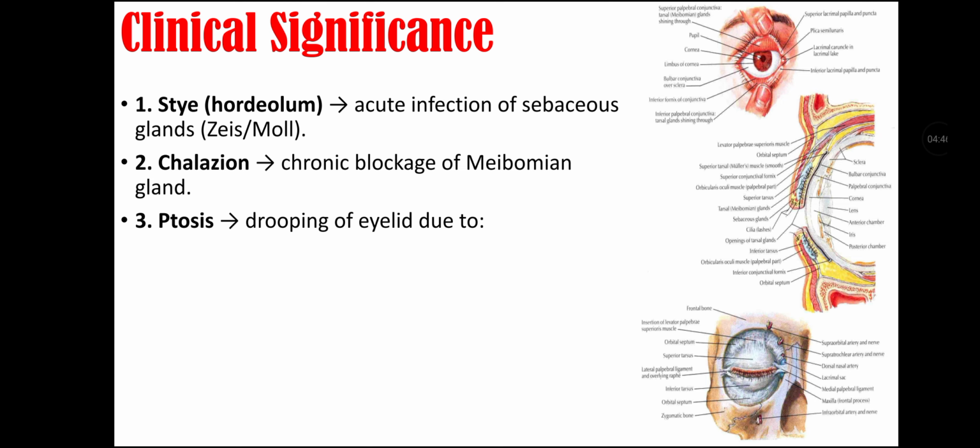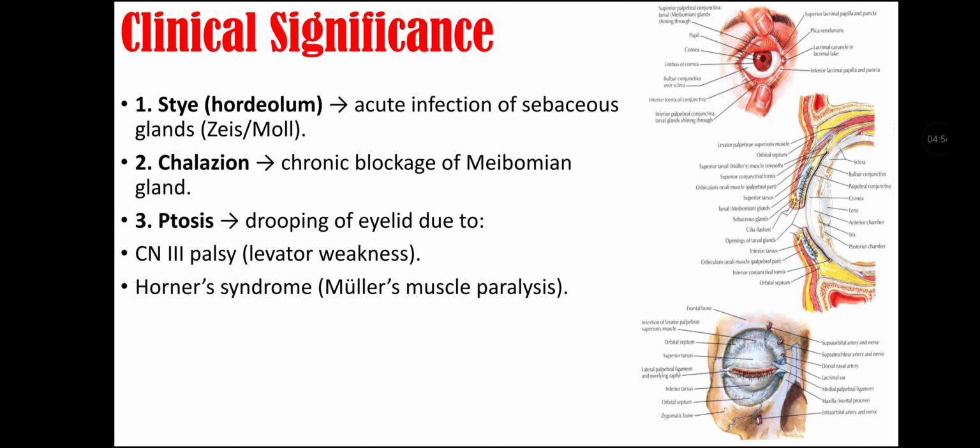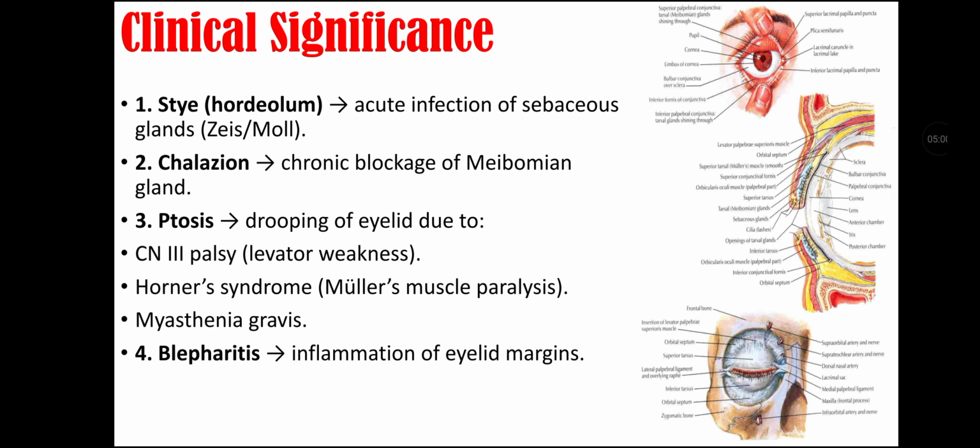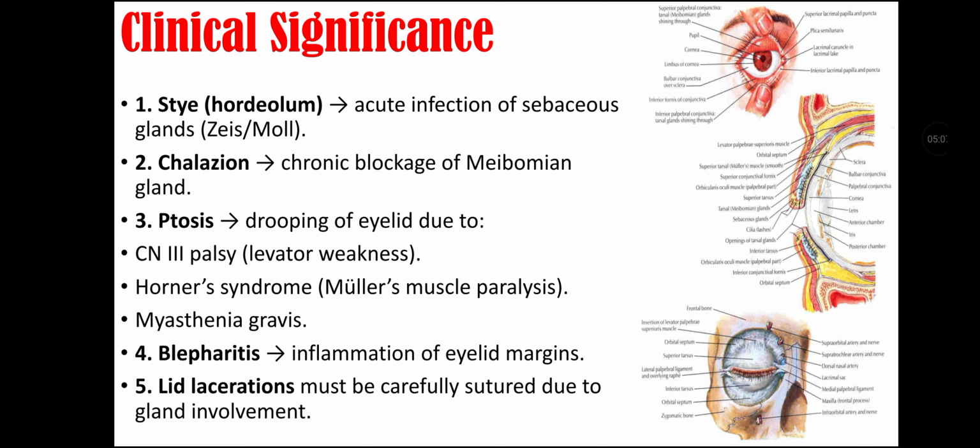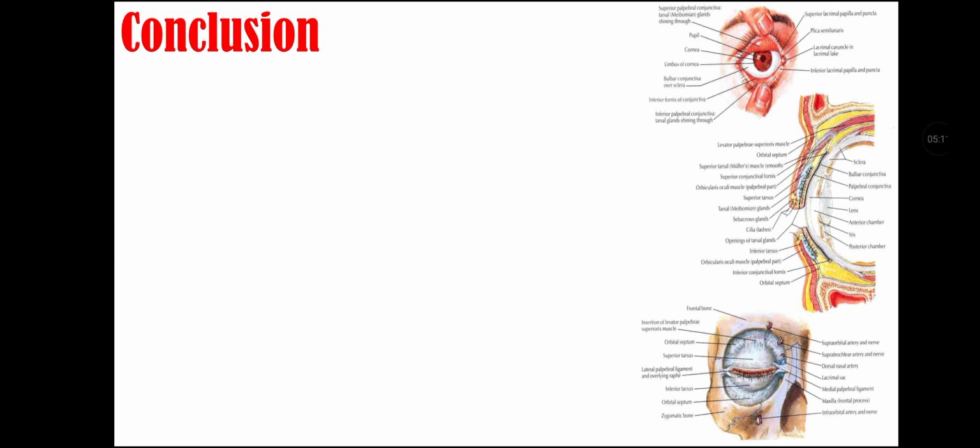Third significance is ptosis, that is drooping of eyelid, that is due to third cranial nerve palsy that causes levator weakness, and Horner syndrome that causes Muller's muscle paralysis. It is also because of myasthenia gravis. Fourth significance is blepharitis, that is inflammation of eyelid margins. Fifth significance is lid laceration that must be carefully sutured due to gland involvement.